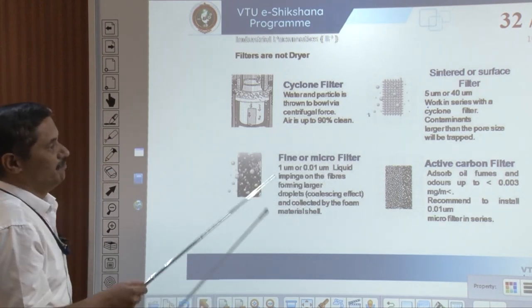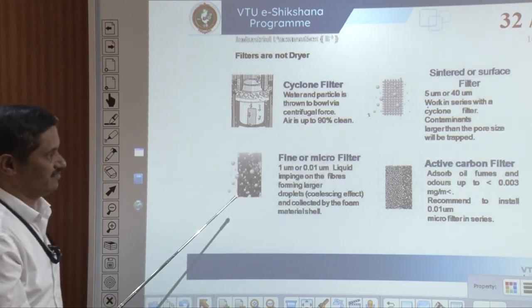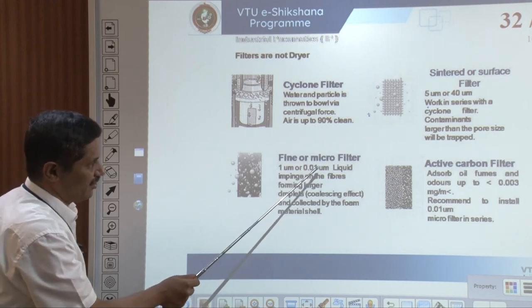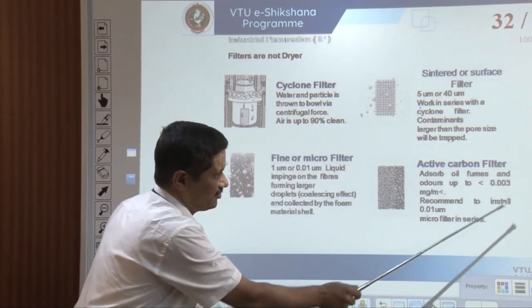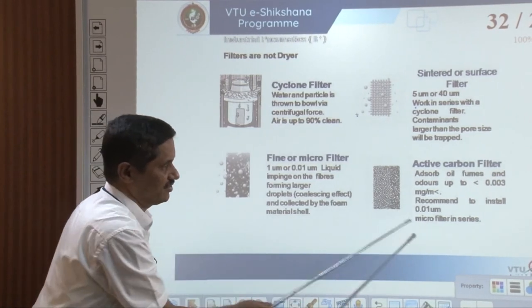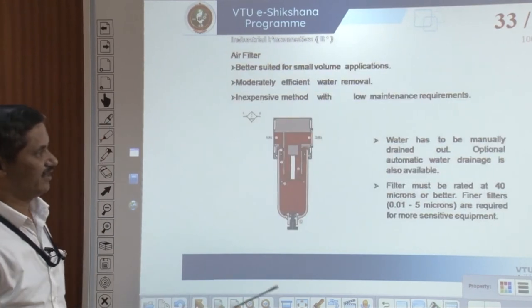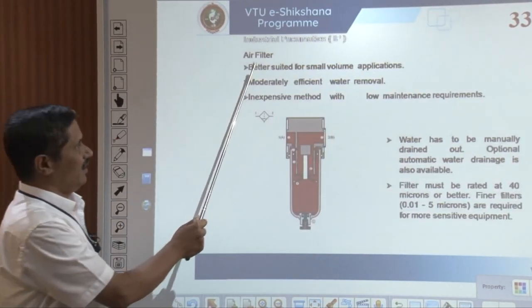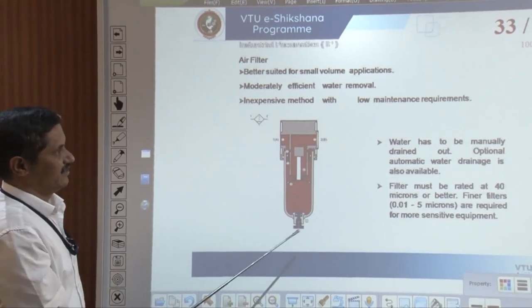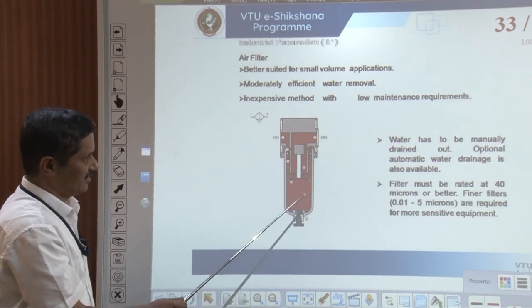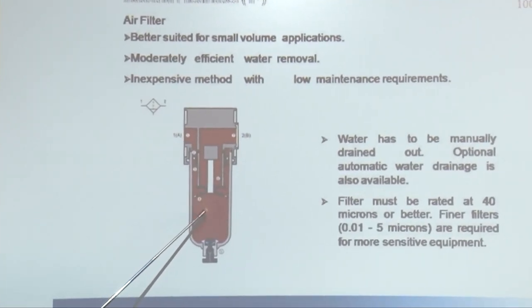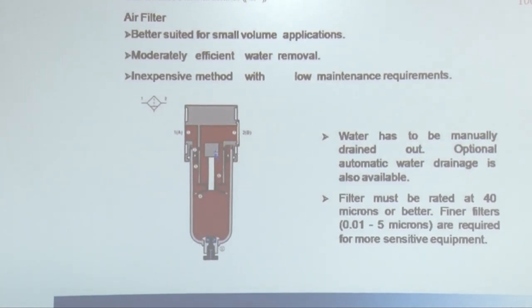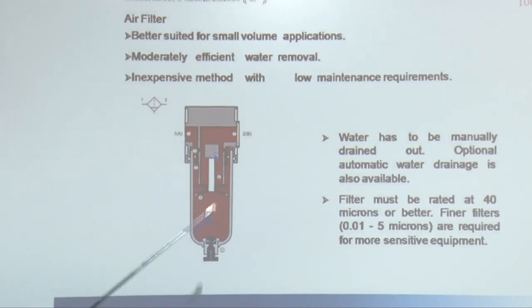If you want to further improve your filtration, there are fine filters and micro filters available, which can go up to 0.01 micrometer level. So high quality filtration can be done here. Active carbon filters are also available, which come in the form of candles, and can be used if you want further filtration. In conventional filters we find a cup-like shape with a candle fitted here, and the air enters from here, hits the baffle plates, circulates through this and passes to the exit side. This picture shows one air filter which is used in air circulation.